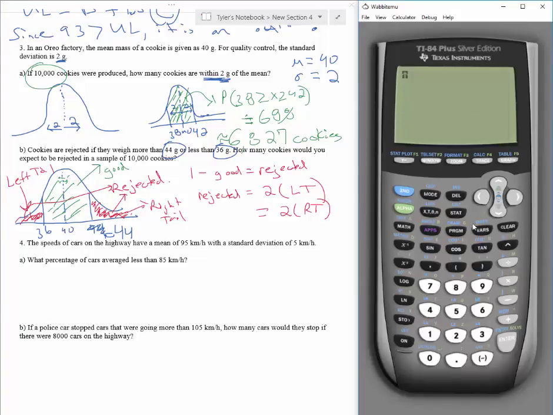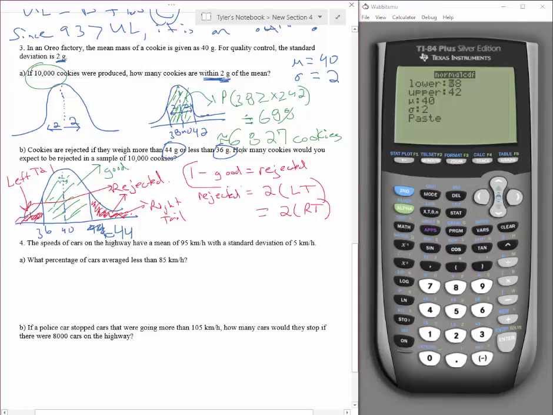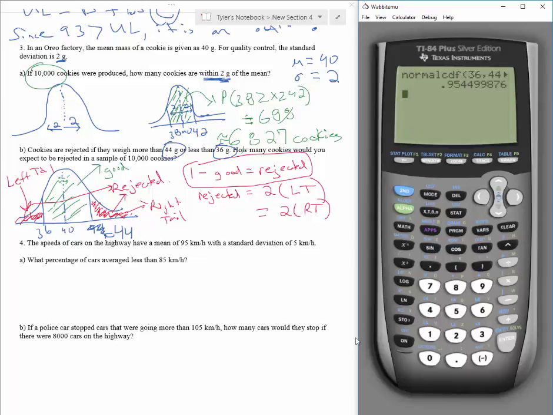So what I would do is go to second distribution and do normal CDF. The way I'm going to approach this is I'm going to use the top one minus the good. So first off, let's find the area between 36 and 44. So we come over here and we do 36, 44. My mean and standard deviation are still the same. So that's 0.95, roughly. Then if I go 1 minus that answer, I get the area of the red. So the red area is this number, 0.045.